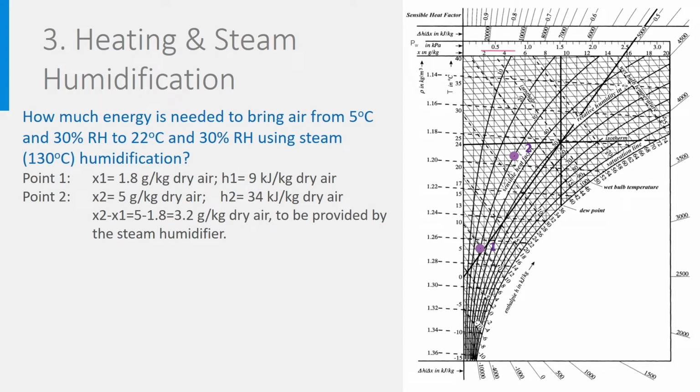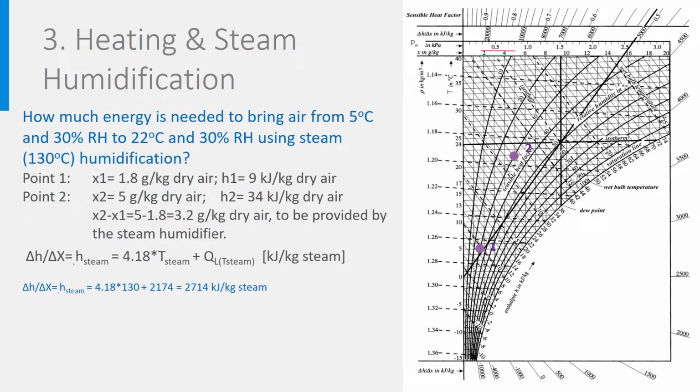You remember that we have to calculate delta H over delta X with this equation. From the table in the previous lecture, you can find that the latent heat of evaporation of water at 130 degrees is 2174 kJ, by which delta H over delta X amounts to 2714 kJ per kilogram steam. So we have to draw a line from 0 to 2714 like that, and draw a parallel line going through point 2 like that. We can now determine to which temperature the air needs to be heated, and that is at the intersection with the absolute humidity line.